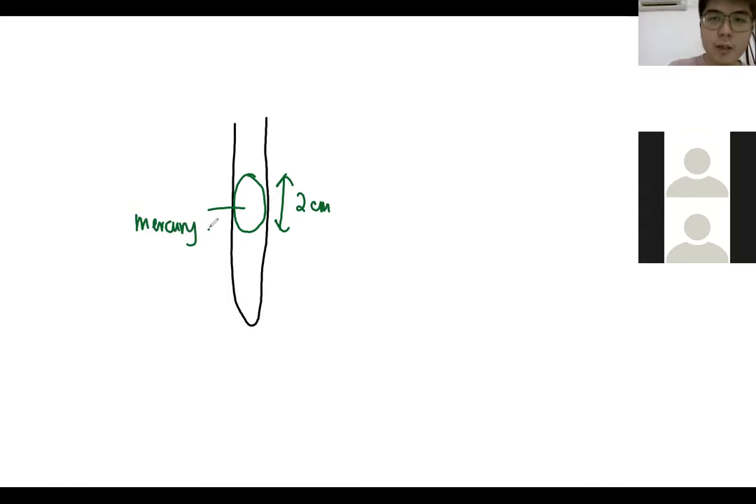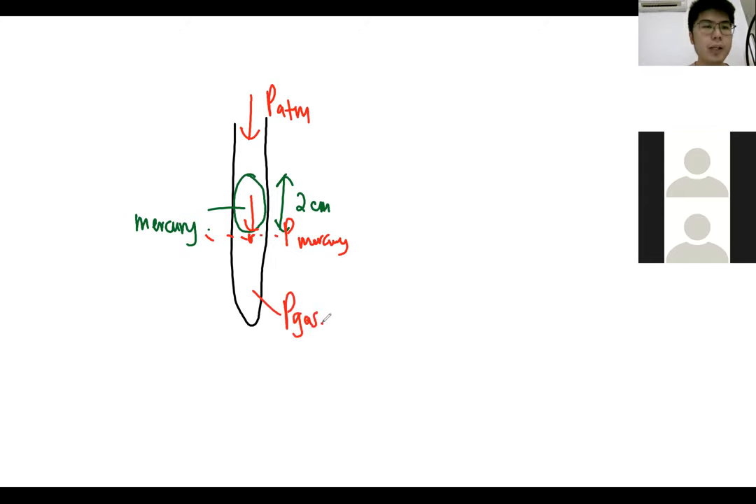So here you have first P ATM. And this is P mercury acting at this point and equals to P gas. Okay, so calculate the pressure of P gas. So P gas equals to P ATM plus P mercury.